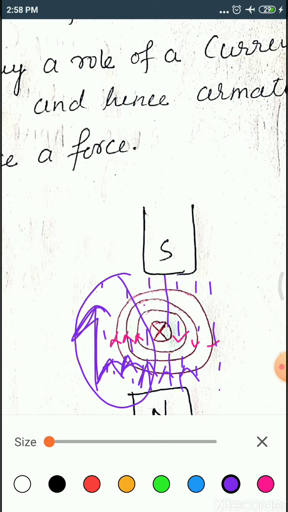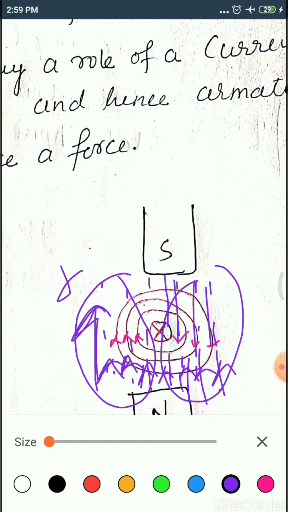So what about here, means flux will be more. Okay, so here, at this part, if you observe this side, the direction of the flux is in this way, and the direction of the flux of the conductor is in this way. So it is going to weaken the flux. Okay, you can say it is a weakening of the flux.